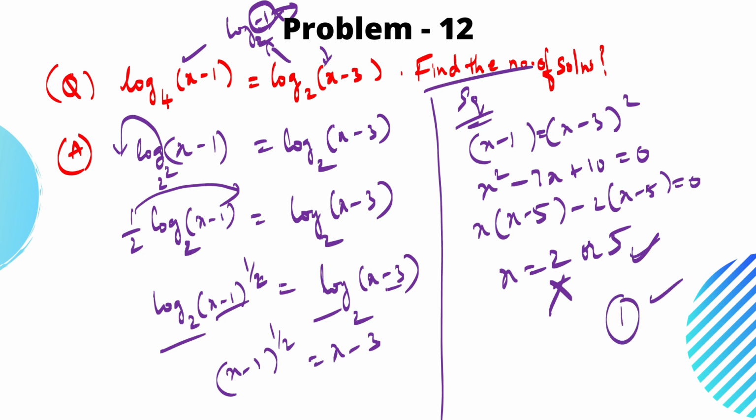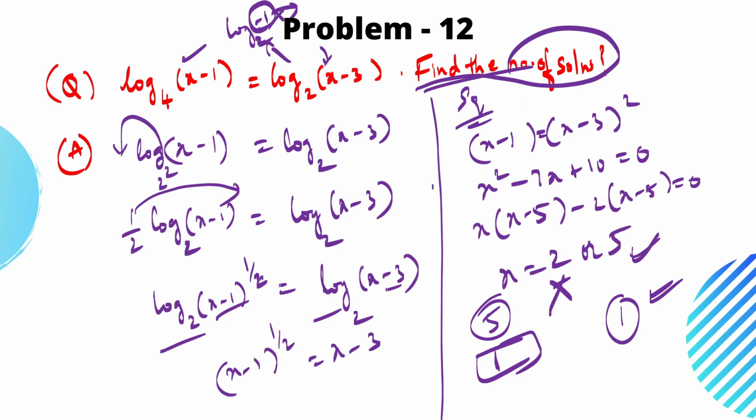And if these kind of questions appear in GATE, please be very careful. You must fill the box with 1. You must type 1, not 5. Here we are asked to find the number of solutions, not the value of the solution. So please be careful. Don't commit these silly mistakes, because these mistakes are very expensive.